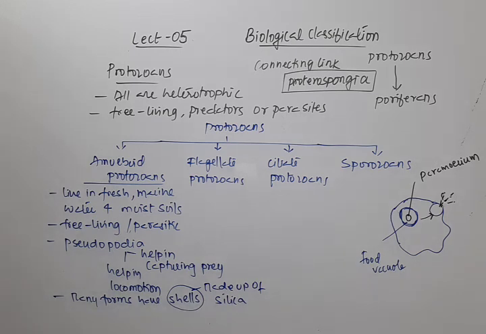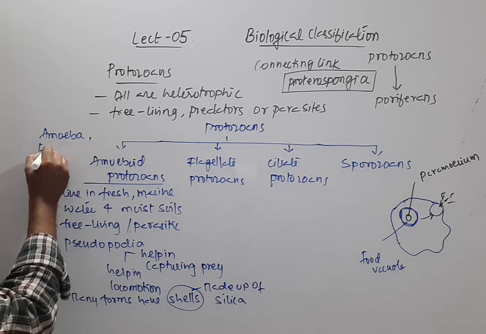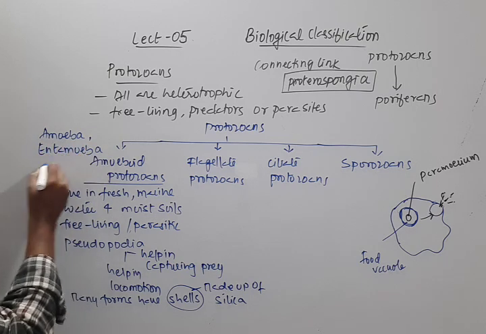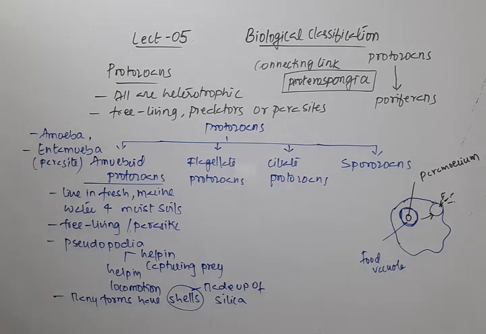So examples of these amoeboid protozoans include amoeba, and then entamoeba. So entamoeba is a parasite. Later we will study in detail about the life cycle of this entamoeba in human health and diseases. We have not studied the chapter human health and diseases yet, so later when I discuss it, we will see in detail about the life cycle of this entamoeba. Then, coming to flagellate protozoans.